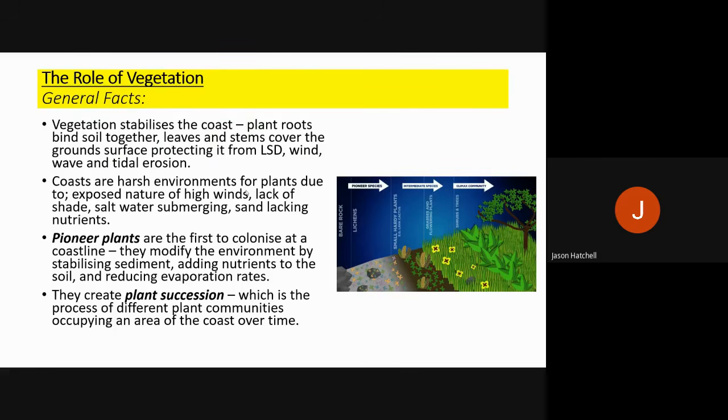We've also got to consider at coastlines the role of vegetation. Vegetation is very important to a coastline. I'm just going to let you take 10 seconds to have a look at the image on the right-hand side here to show you the species of plant you may find at coastline.